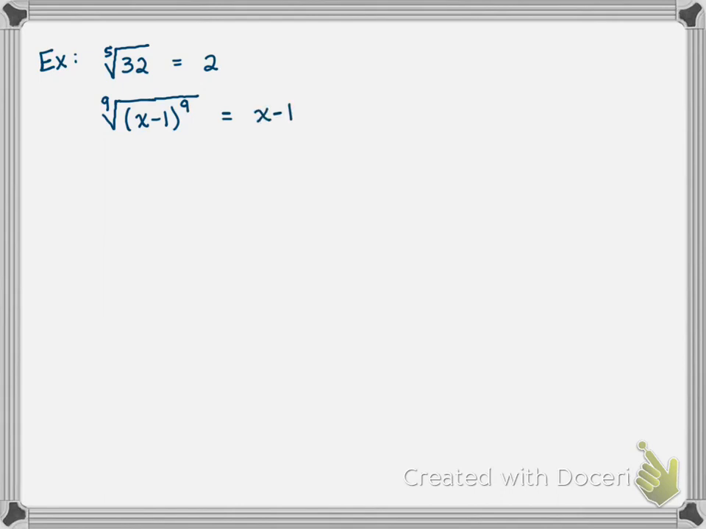Very good. So we don't need the absolute value, or I shouldn't say we don't need it. We can't have the absolute value here because it's an odd index. So because my index is 9, if x minus 1 is positive, I'm going to get a positive. If x minus 1 is negative, I'm going to get a negative.